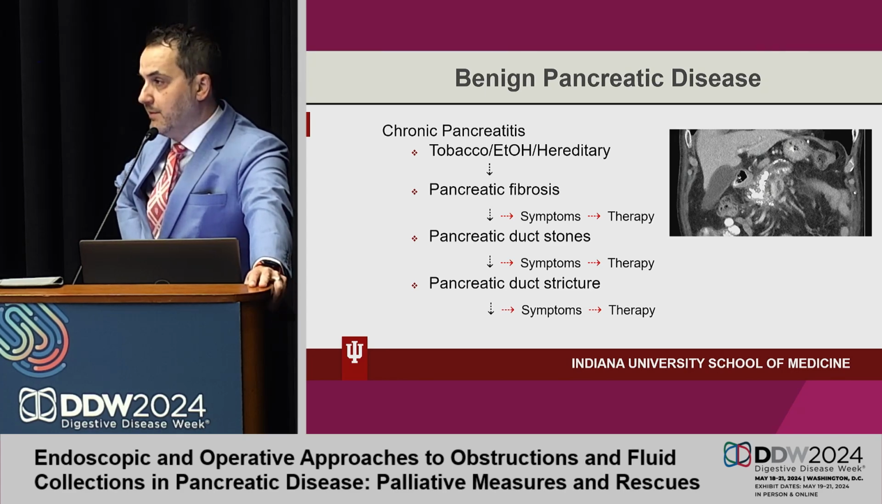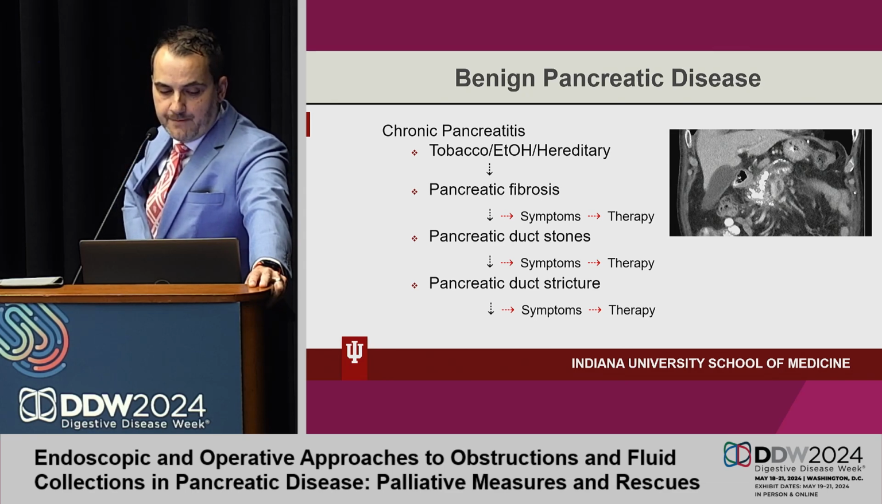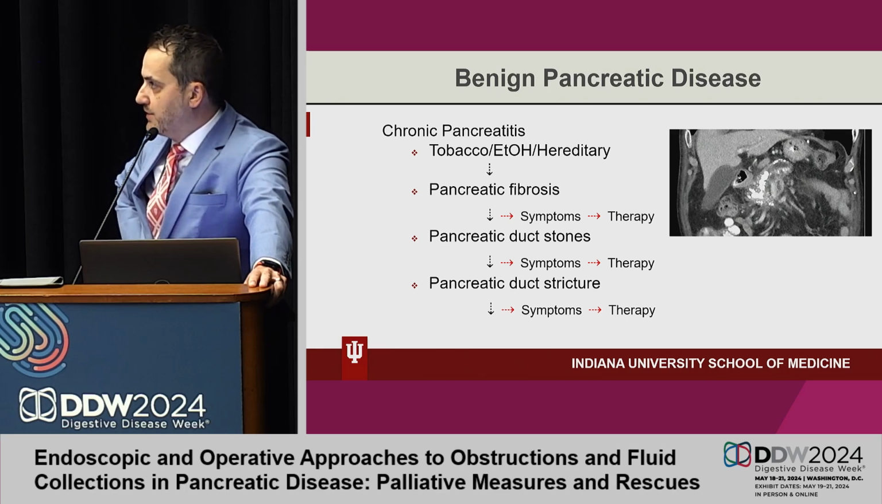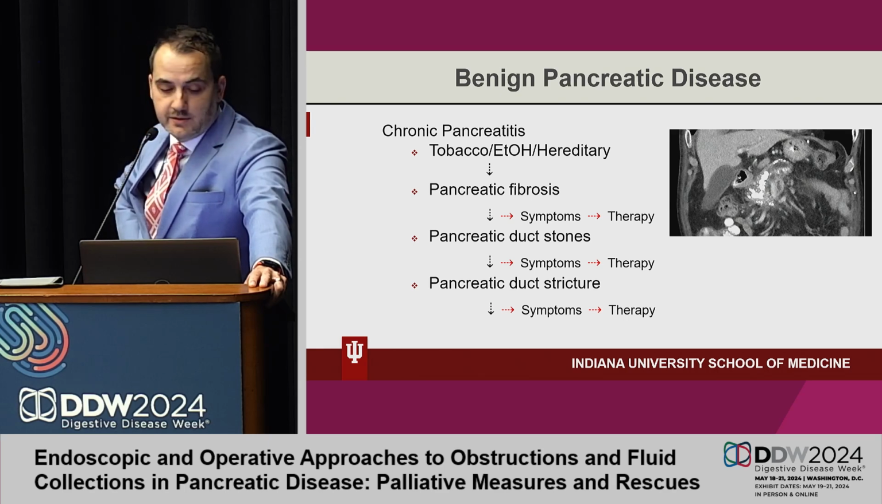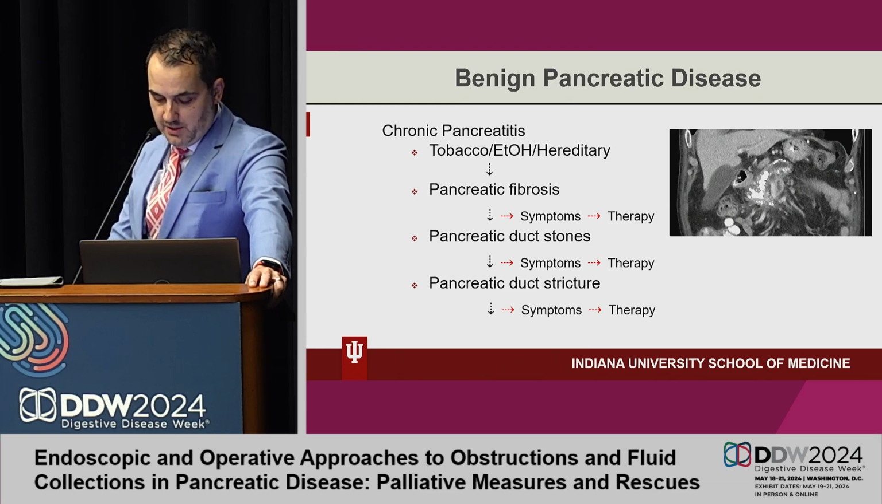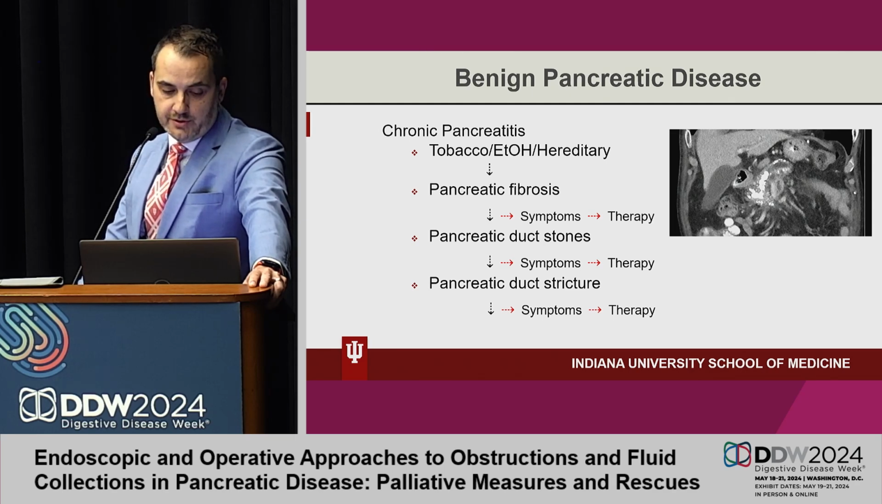Tobacco, the primary sort of culprit. Certainly alcohol and hereditary forms of chronic pancreatitis are present. These patients develop pancreatic fibrosis. Their symptoms are exocrine and endocrine dysfunction. There are therapies for that, both elective and sometimes more urgent. The formation of pancreatic duct stones and strictures also have their unique forms of symptoms and subsequent therapies. But certainly this is a unique component that's really specific to both the GI and surgical specialties.